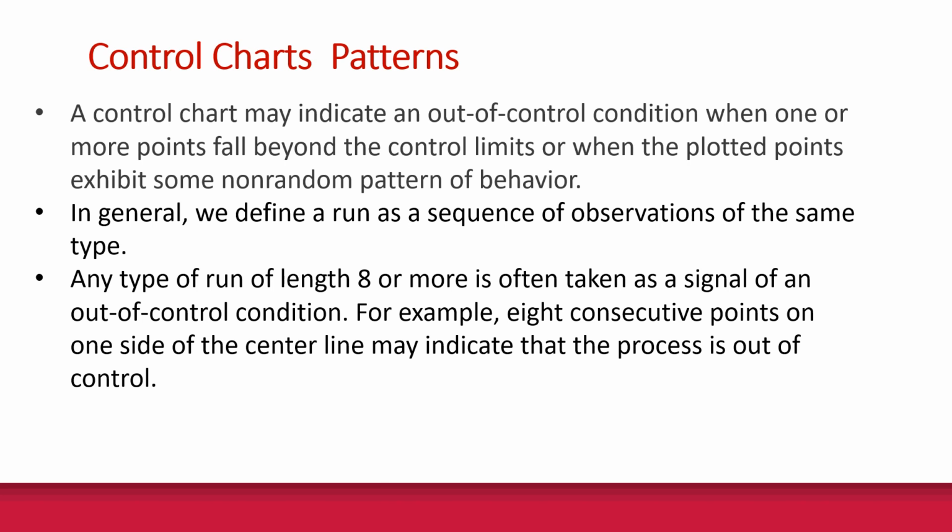So, for example, if you have 8 dots in a row that plot above the center line, that's often taken as a signal of an out of control process. So if you have 8 consecutive dots above or below the center line, that indicates that a process is out of control as well. In each manufacturing process, the quality control supervisor is going to determine the exact thing that he wants to monitor and what he considers to be out of control conditions.